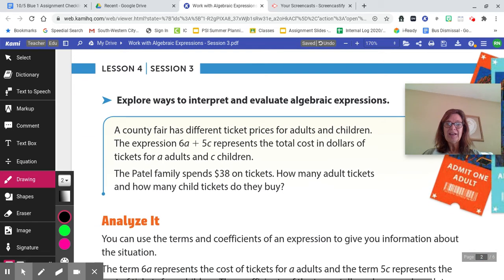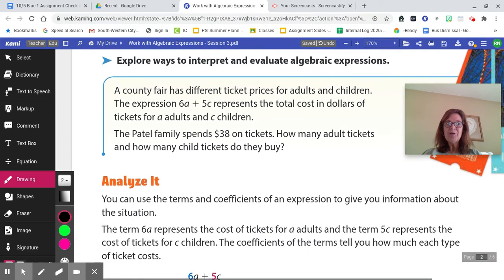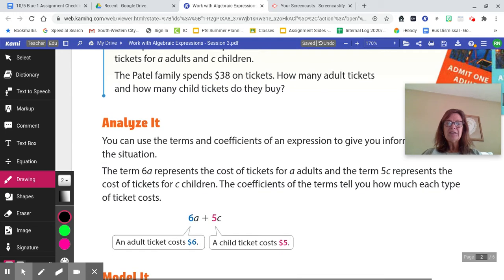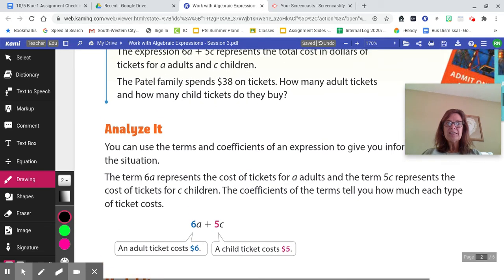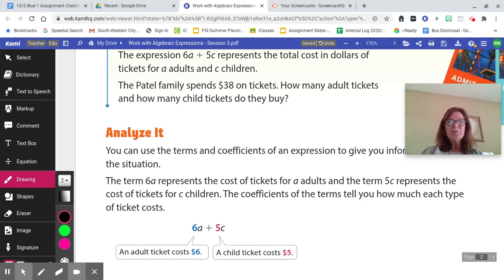Let's go ahead and look at analyze it. So they have the same problem there. And to analyze it, we've got the term 6A, and the A stands for the adults, and the term 5C is the cost of the children. Remember, we have 2 terms here. We have 6A and 5C. So we've got the coefficients, $6 and $5, with our variables A and C.